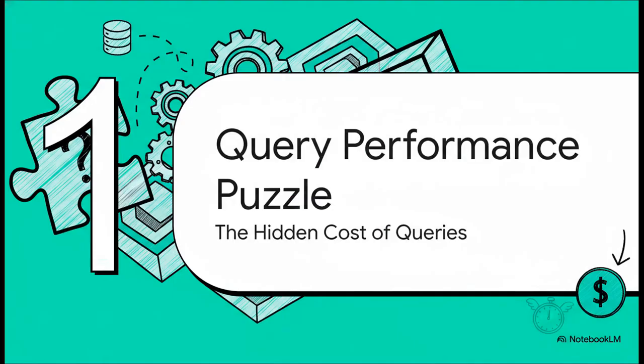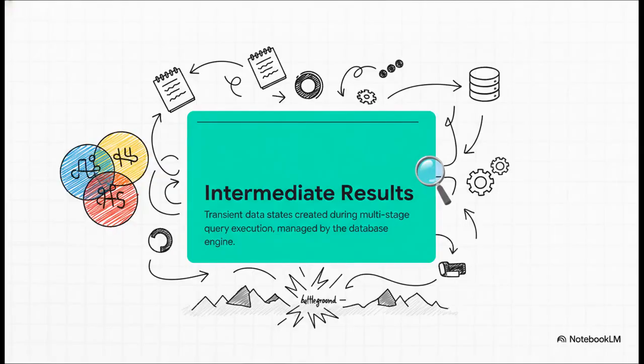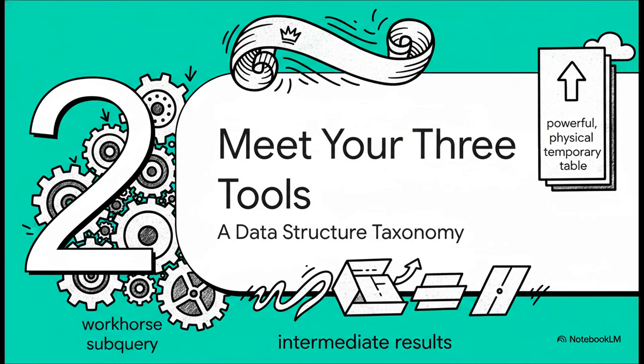To figure that out, we have to start thinking about the query performance puzzle. See, the key to making things fast isn't just about what your query says. It's about understanding all the hidden steps, the hidden costs that the database has to deal with to get you an answer. And that's where the performance game is truly won or lost. At the very heart of this puzzle are these things called intermediate results. You can think of them like temporary scratch pads that your query uses between steps. How the database engine decides to handle these little transient datasets, well, that's the battleground where our three tools are competing. So let's officially meet our three contenders.